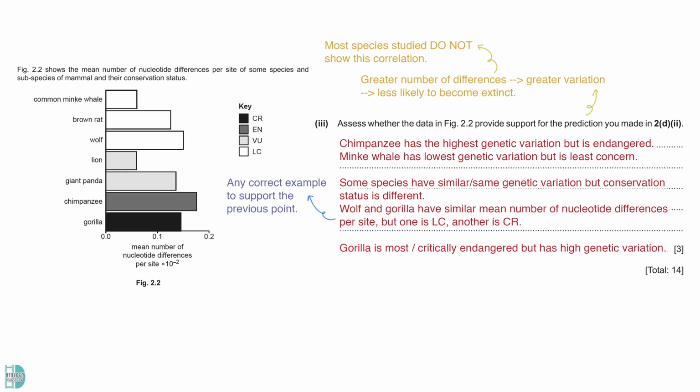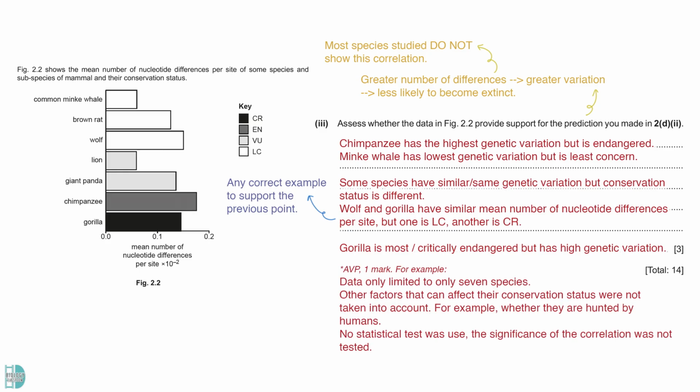There is a mark for AVP. For example, the data is limited to only 7 species. Therefore, it is insufficient for us to use it to support a prediction concerning all species and their conservation status. Other factors that may affect their conservation status, such as hunting and poaching, were not considered.